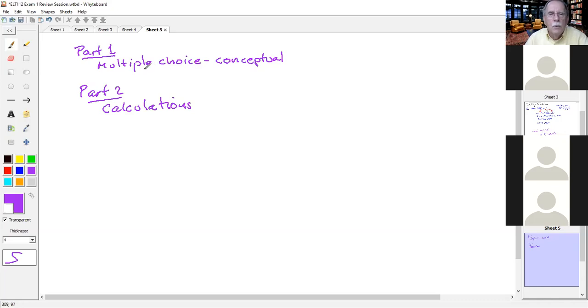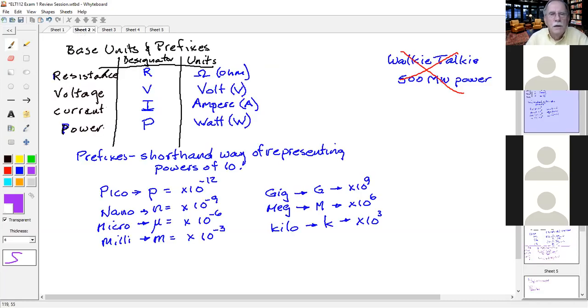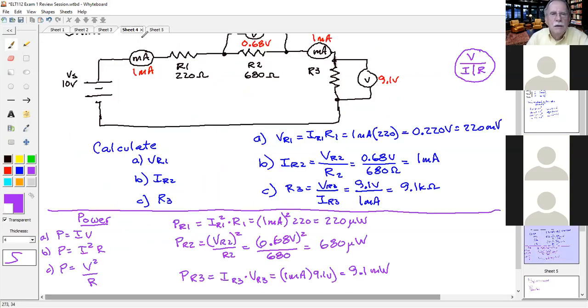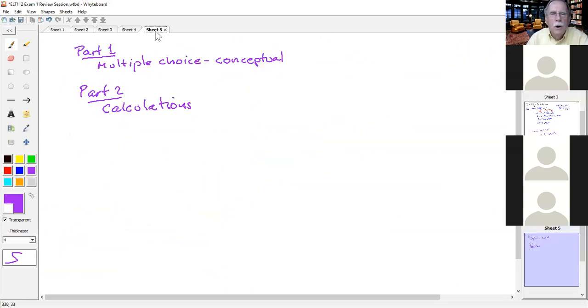So, if I go back to here a minute, this stuff would all be part 1 questions. What are the units of resistance? What are the units of voltage? What's the designator for current? What's the designator for power? Pico means 10 to the minus what, or 10 to the what. Okay, so that's conceptual kind of stuff. This, the conversions, and this, the calculations, are your part 2 stuff. And when you do the calculations, show all work.